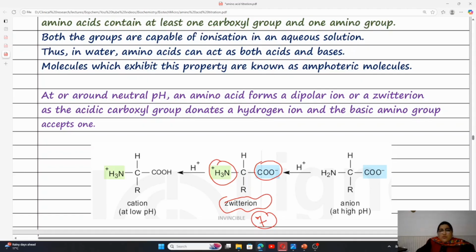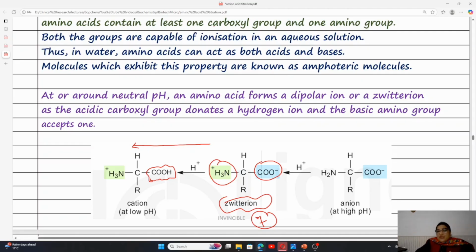All right. But when the pH is decreased, that means there are more and more protons outside the system. When there are more and more protons outside the system, you can see here the COO negative group has changed to a COOH group. That means it has accepted the proton.